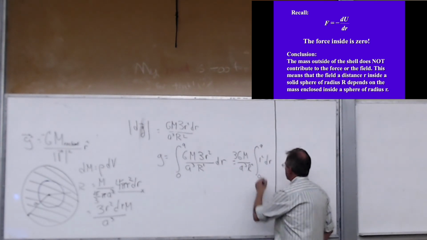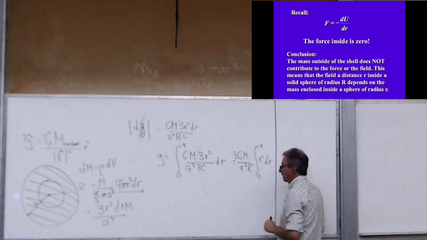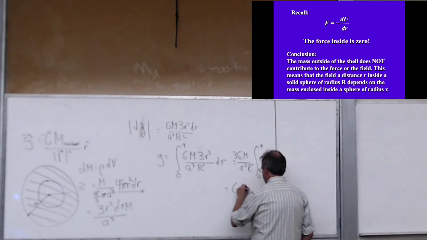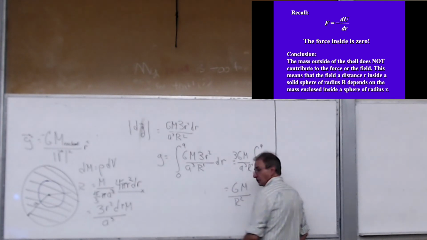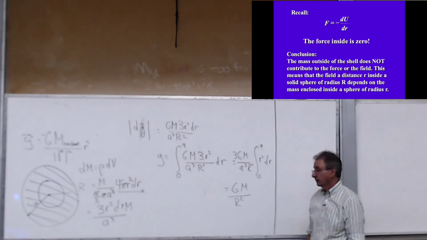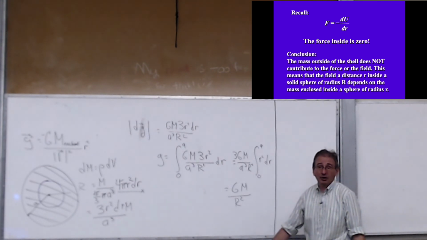What does that integral give me? GM over R squared, which is what you would expect, right? You create it like a point mass.